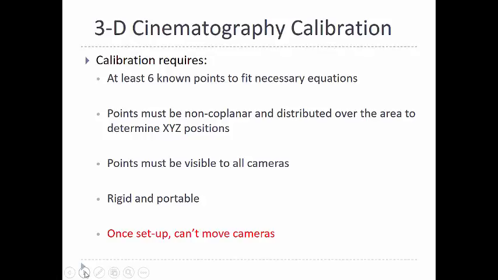The points, all 6 or more of them, must be visible on all cameras. And whatever we use for calibration must be rigid and stable and easily movable or portable. Again, once the cameras are calibrated, they cannot be moved.